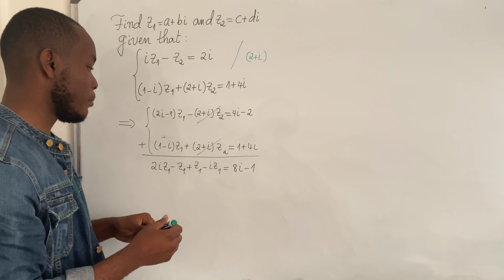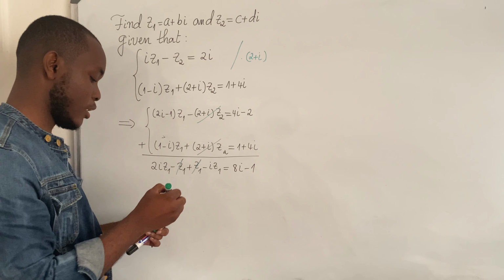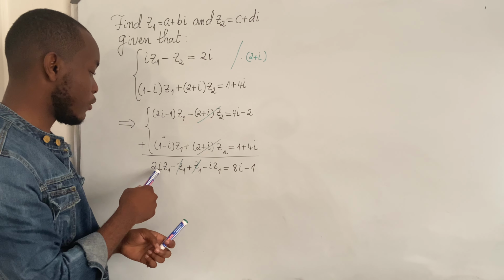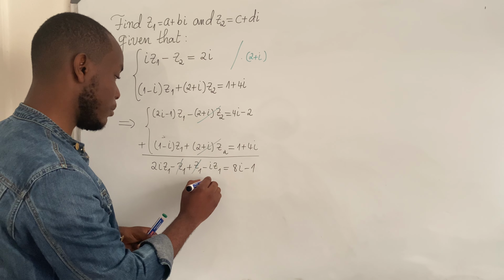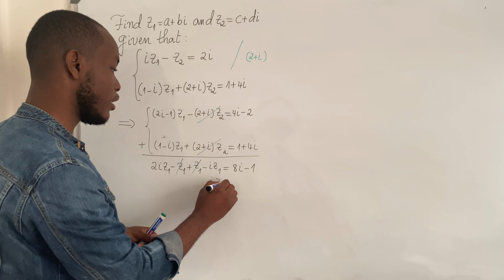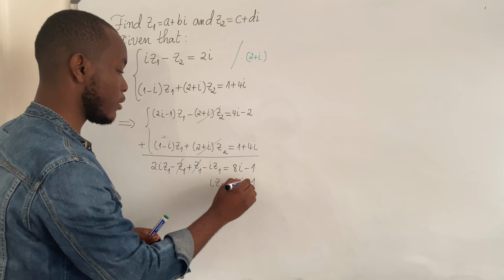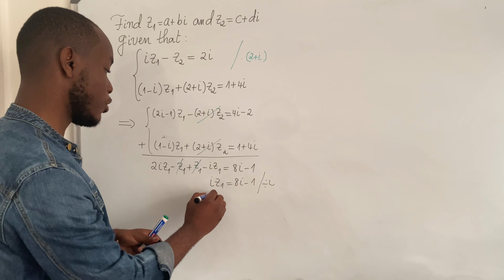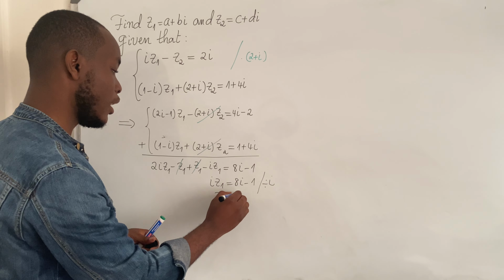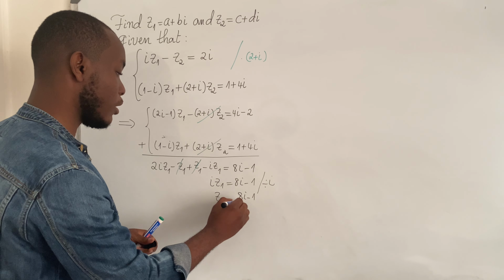Now here we can simplify Z1 and Z1 because they are symmetric. And here we have 2i Z1 minus i Z1 will simply be i Z1 equal to 8i minus 1. So we can divide both sides by i. That means Z1 will be (8i minus 1) over i.